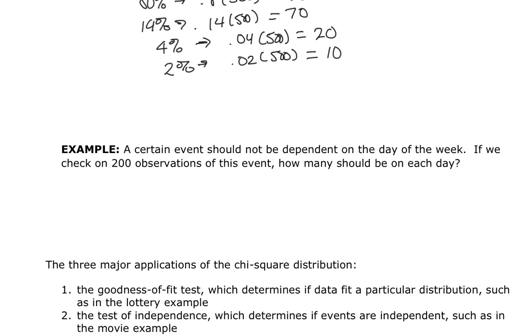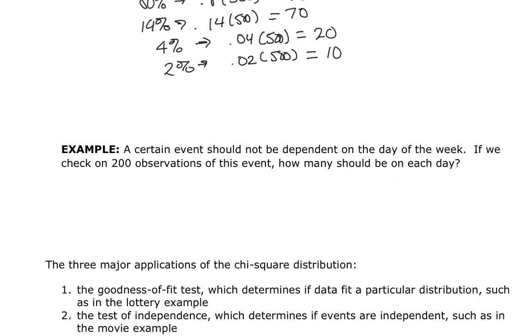Here's another example. A certain event should not be dependent on the day of the week. If we check on 200 observations of this event, how many should be on each day? Because we expect them to be the same each day, since it shouldn't be dependent on the day of the week, this should be a uniform distribution.